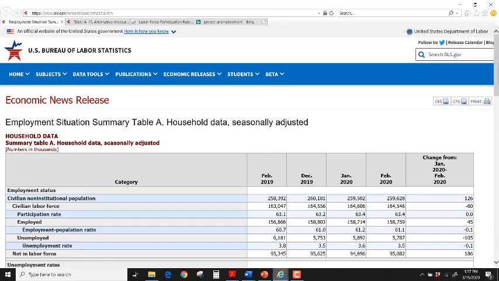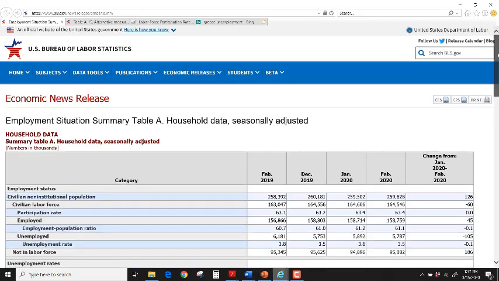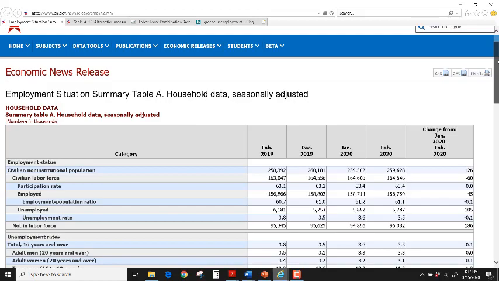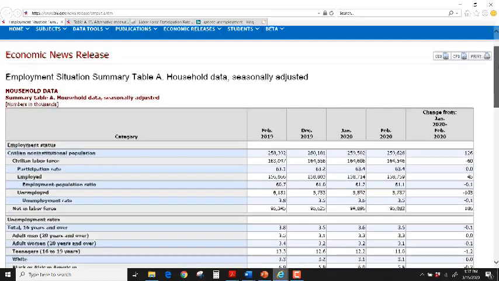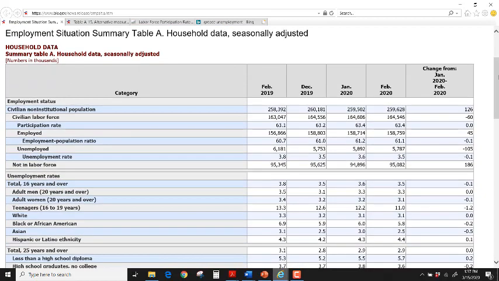Now let's take a look at the source of that official unemployment data. This is from the U.S. Bureau of Labor Statistics. And here you can see the main unemployment data release that they provide every month. This is called the Employment Situation Summary. So here's the current data for February 2020, and then we're looking back for the last 2 months, so January, December, and then we're looking back 1 year.